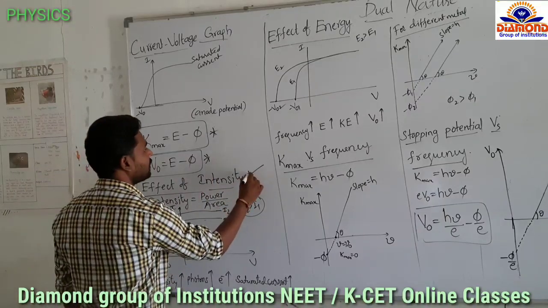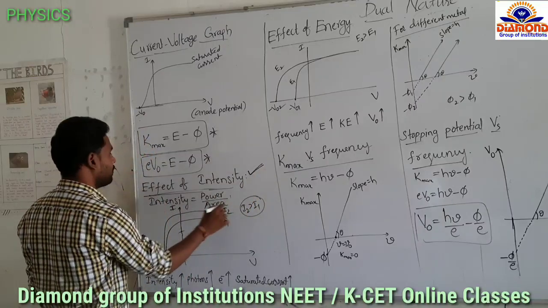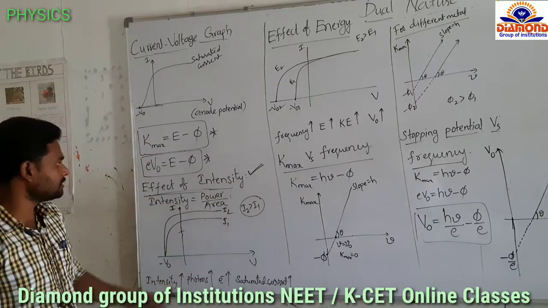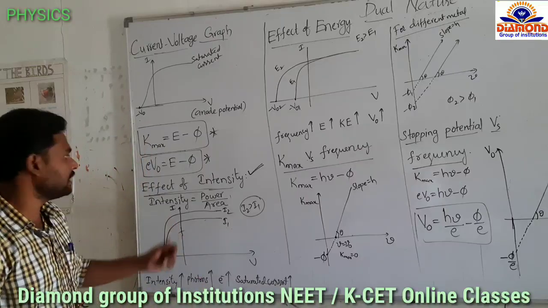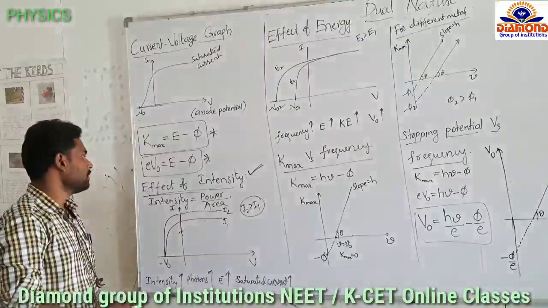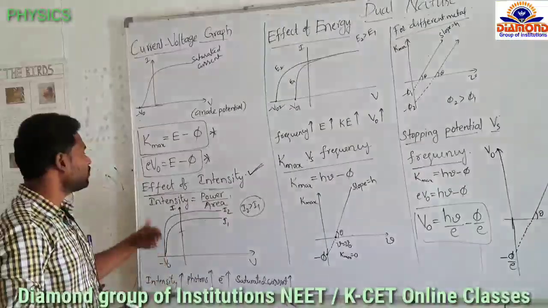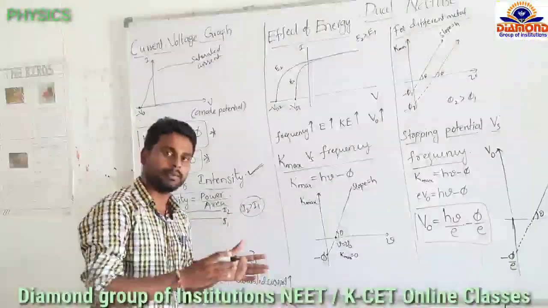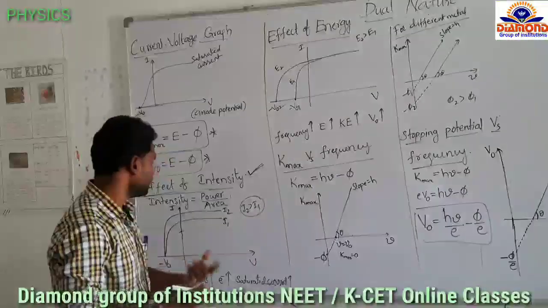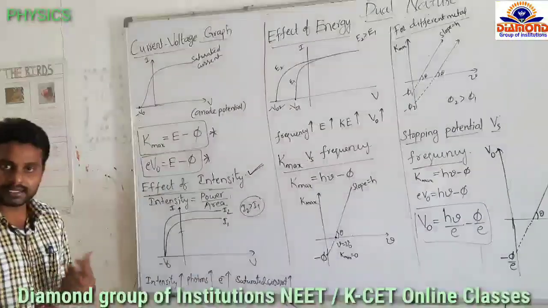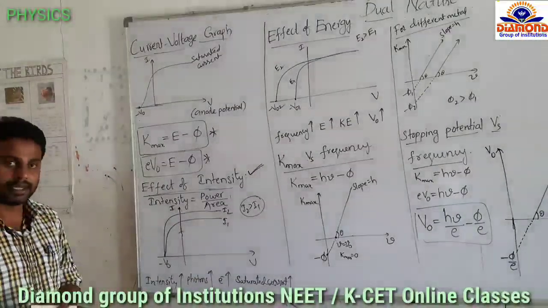And the next graph is the effect of intensity. In the wave theory, the intensity formula is nothing but power per area. But in the particle picture, intensity is related to the number of photons. So if intensity increases, the number of photons increases, the number of electrons emitted from the surface also increases, and if the number of electrons increases, the saturated current also increases.